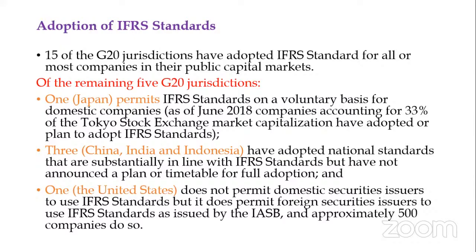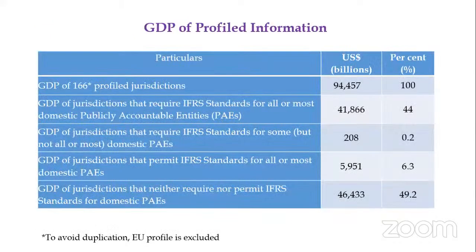Even now they have their own US GAAP, which is developed by the US FASB. But non-US companies who want to get listed in the US stock market, for them IFRS is mandatory. So this is with respect to Japan, US, India and Indonesia.